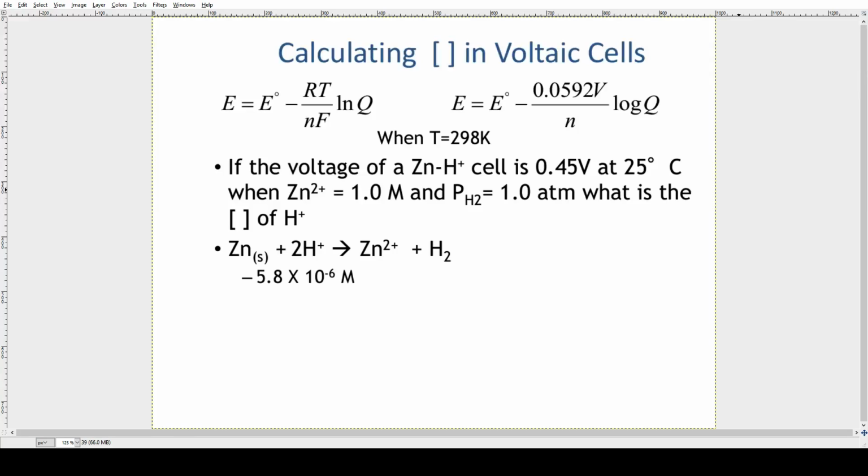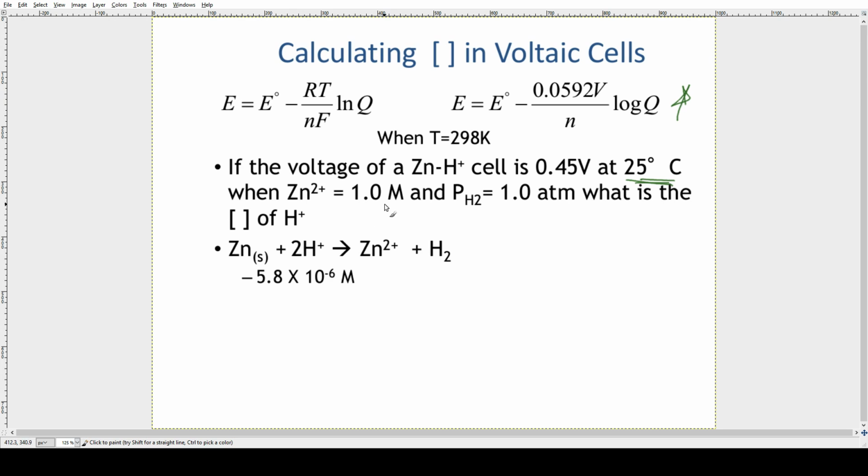Okay, last one. So calculating the concentration in voltaic cells. You're going to have to do some finagling with that Nernst equation here. If the voltage of a zinc hydrogen cell is 0.45 volts at 25 degrees Celsius, that means I can use this equation.